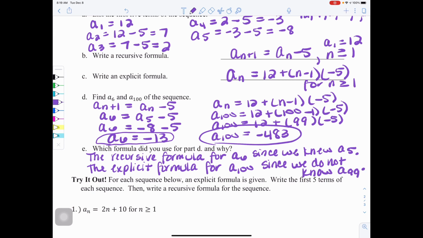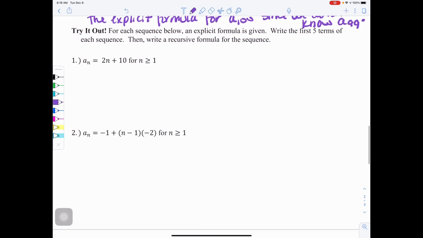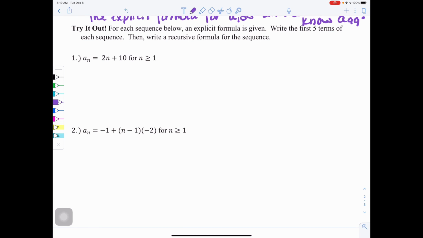So at this time, I'd like you to try out a few on your own. For each sequence below, an explicit formula is given. I'd like you to write the first 5 terms of each sequence, then write a recursive formula for the sequence. So at this time, pause the video, try the 2 questions, resume the video when you're ready to check your answers.